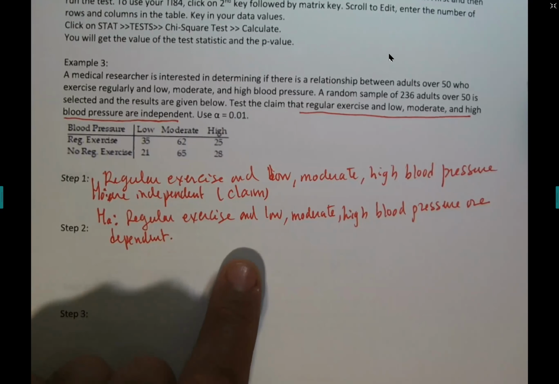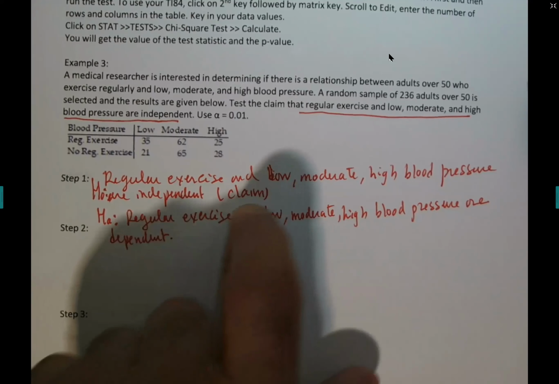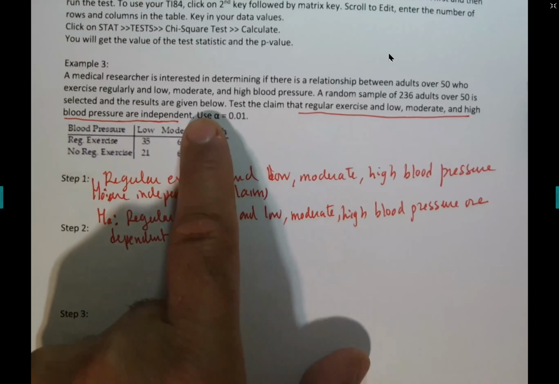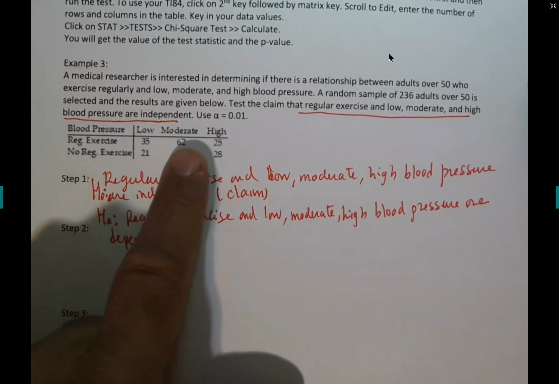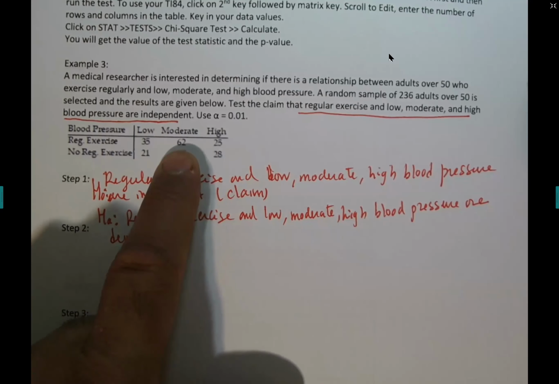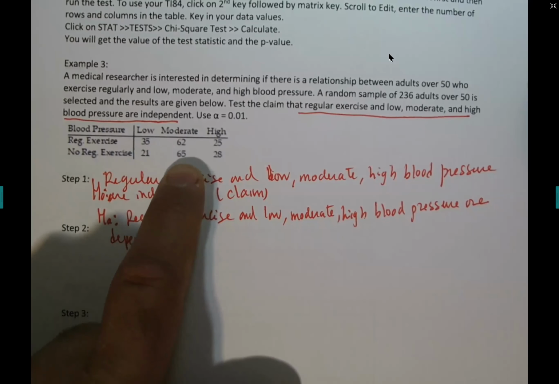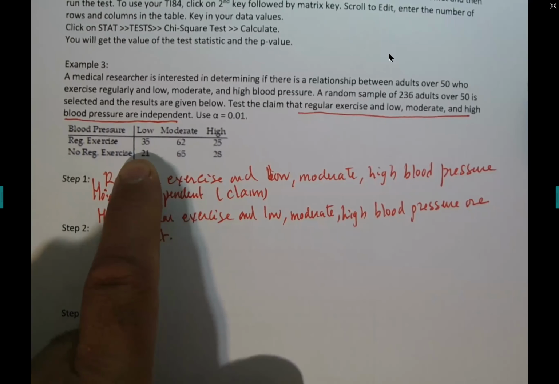Now, if you ask me why I stated the claim in the null hypothesis and not in the alternative, it's because he says that's the claim: that regular exercise and blood pressure are independent. Now, if I ask you to interpret some of the values here, if I tell you what 62 means, it means the total of people who have moderate blood pressure and do regular exercise. If I ask you what 65 means, it's the total number of people who have moderate blood pressure and do not do any regular exercise.